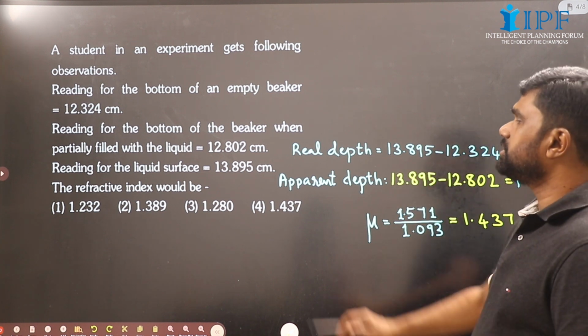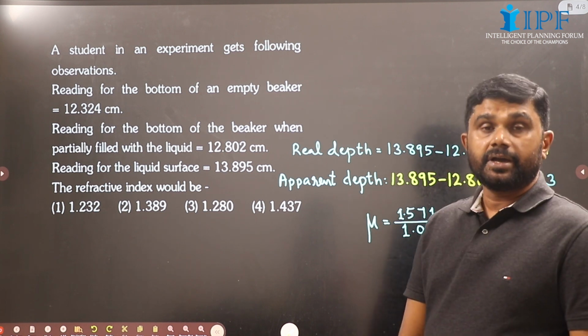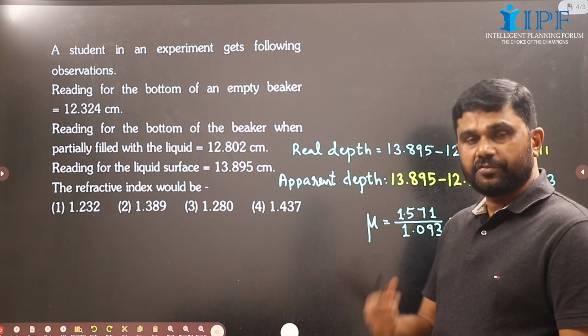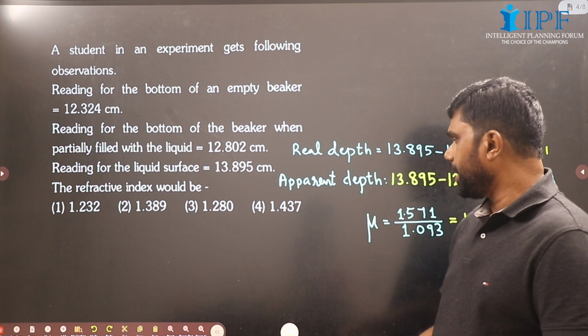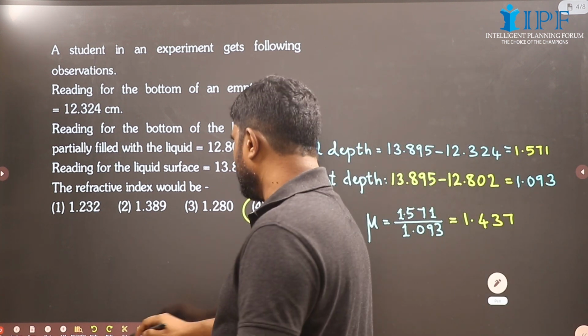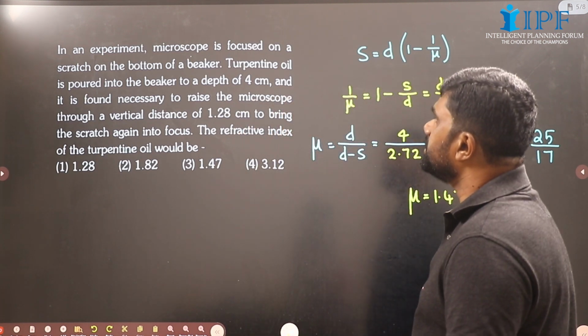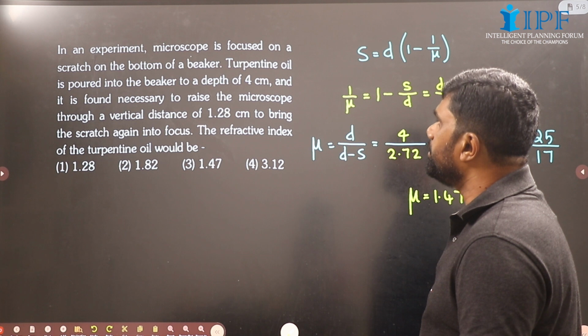Now 13.895 minus 12.802 gives the apparent depth, and the refractive index will be real depth by apparent depth. So we will get 1.437.